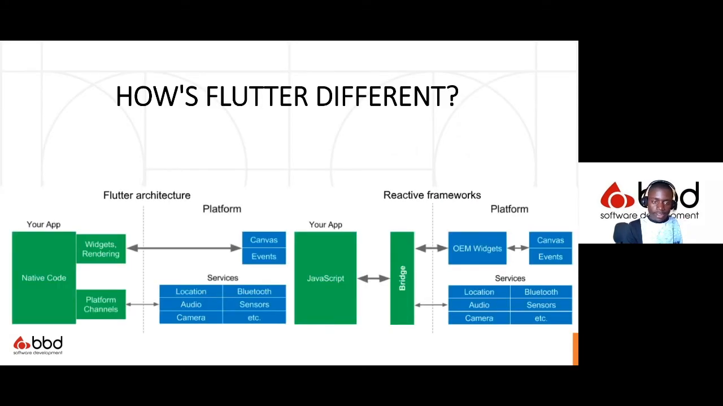This is a diagram presentation of Flutter having its own widgets compared to other reactive frameworks. As you can see here, Flutter directly communicates with the canvas and events of the platform, whereas the other reactive frameworks have to go through a JavaScript bridge, then OEM widgets, before they can get to the platform canvas, which clearly could have an impact on the performance of the app.